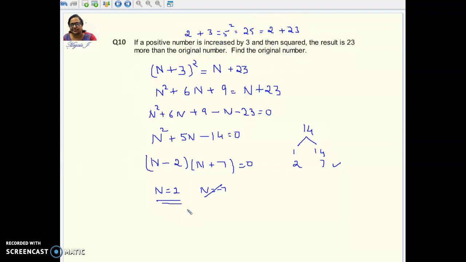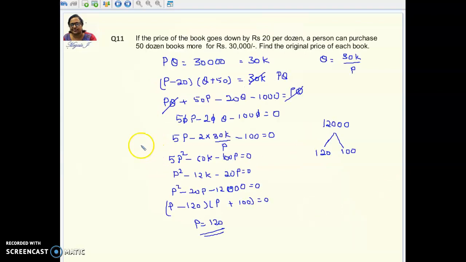So we'll go to the next one now. Next is question number 11. If the price of the book goes down by rupees 20 per dozen, a person can purchase 50 dozen books more for rupees 30,000. Find the original price of each book.